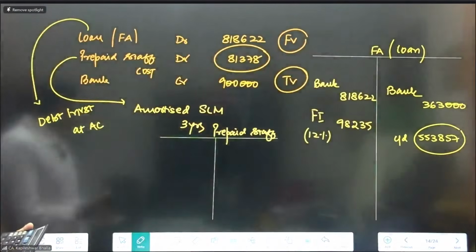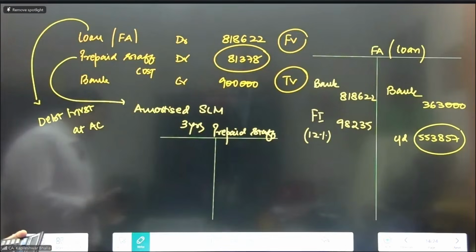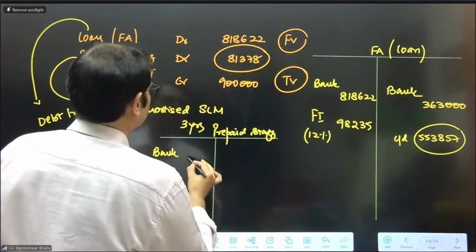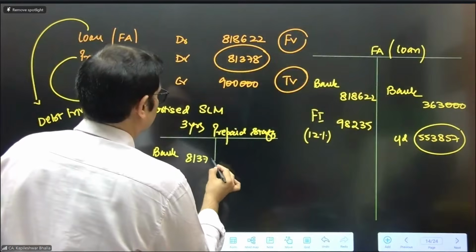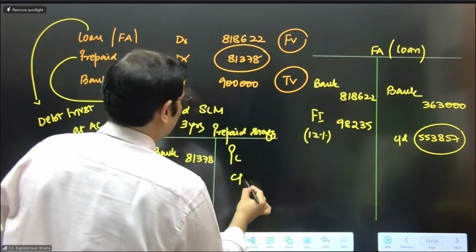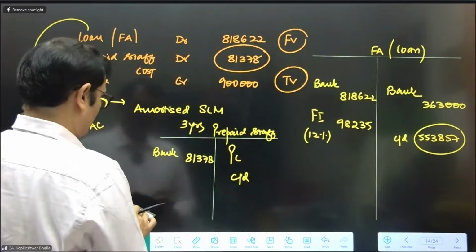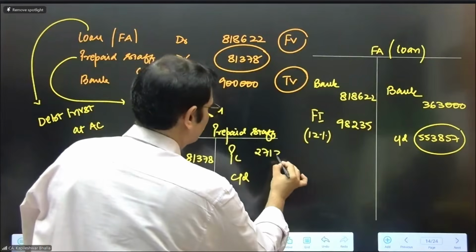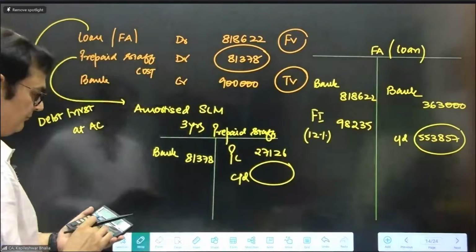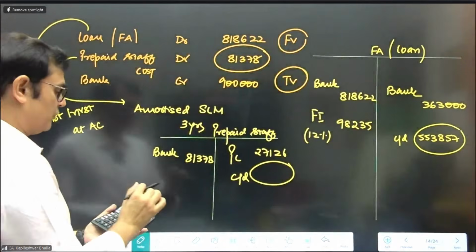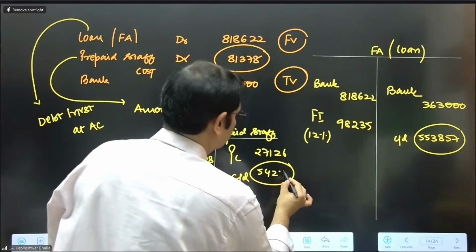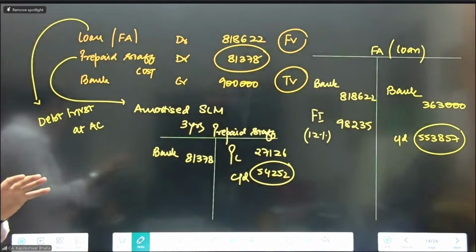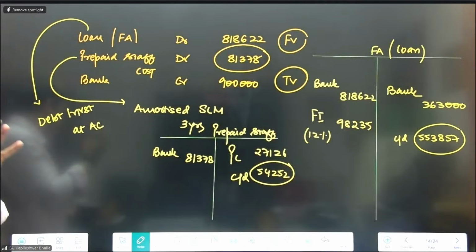Let's also make the prepaid staff costs for a period of 1 year to begin with. So this is going to be bank. This is 81,378. So by profit and loss, 1/3 of this is amortized in the P&L, 27,126. So this comes to 54,252. So this is the position of the ledgers at the end of the first year.